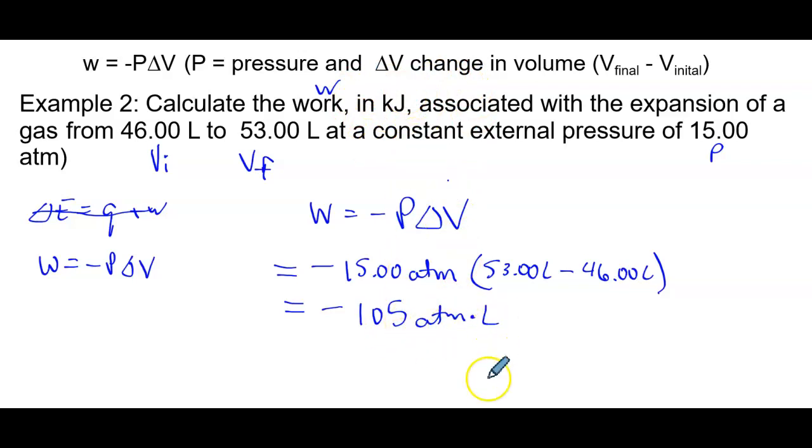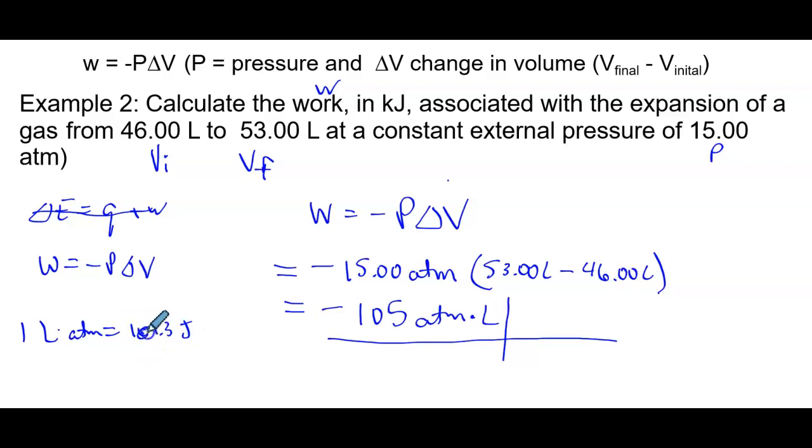So I have to convert liter atmospheres or atmosphere liters, it doesn't matter which way I multiply them. So however I have those, I need to convert those into kilojoules. So the first thing we can do is use the conversion factor. We know that for every 1 liter atmosphere, there is 101.3 joules.